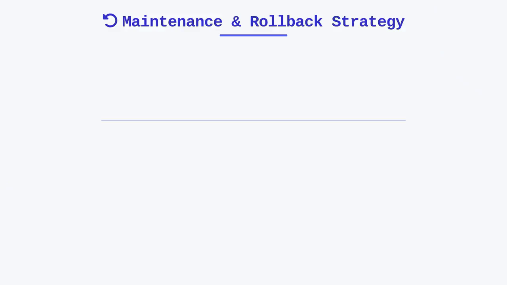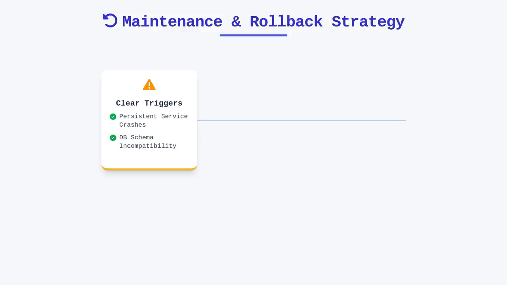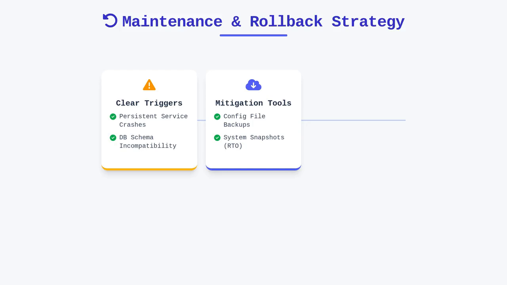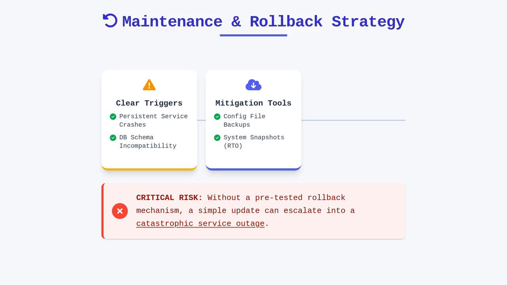Perhaps the most important aspect of any maintenance plan is the preparation of a robust rollback procedure. Designing a mitigation strategy implies that you have a set of clear triggers that indicate when an upgrade has failed, such as a persistent service crash or a critical version incompatibility in the database schema. You should always maintain a backup of your configuration files and, where applicable, system snapshots that allow you to revert to the pre-patch state within a defined recovery time objective. Without a pre-tested rollback mechanism, you risk turning a manageable software update into a catastrophic service outage.